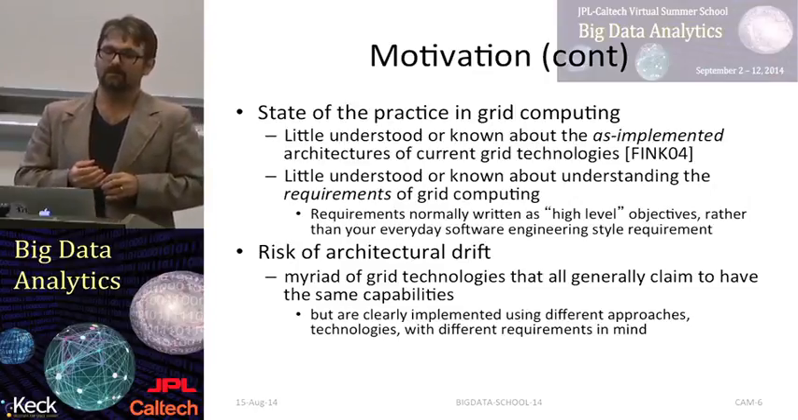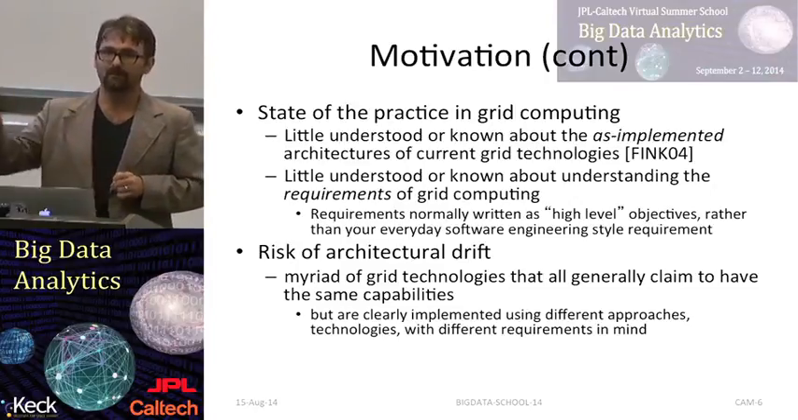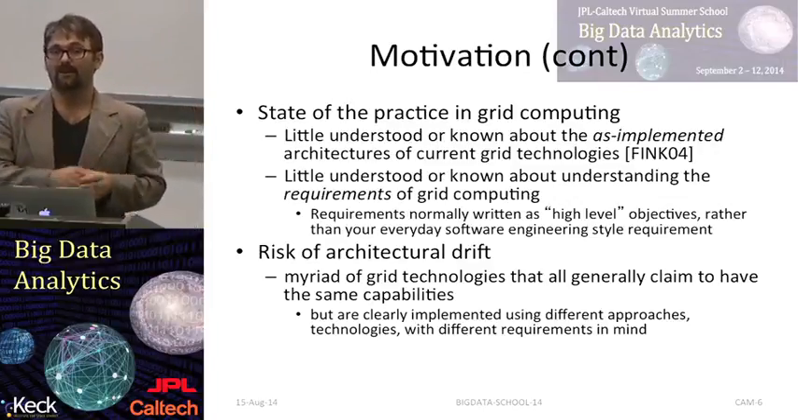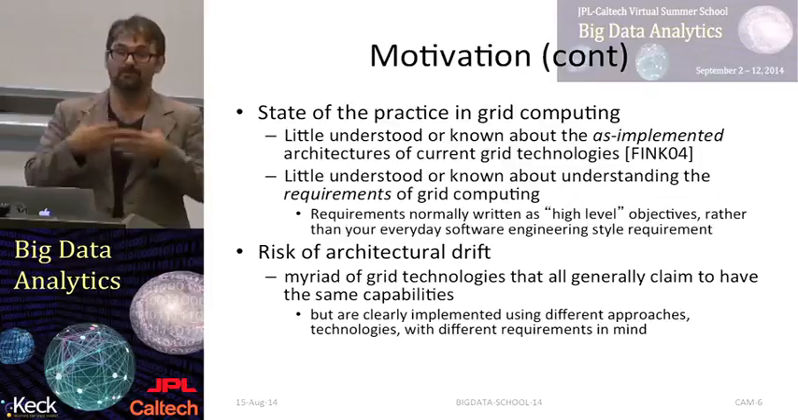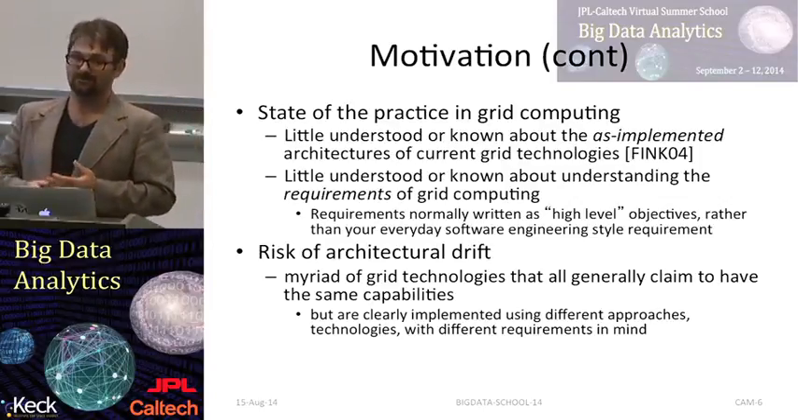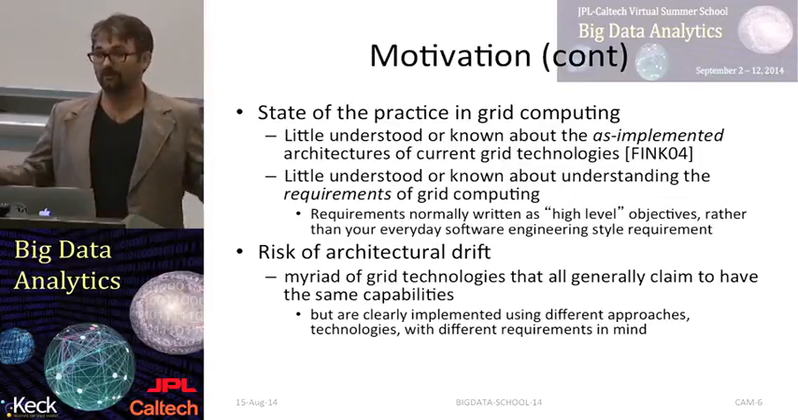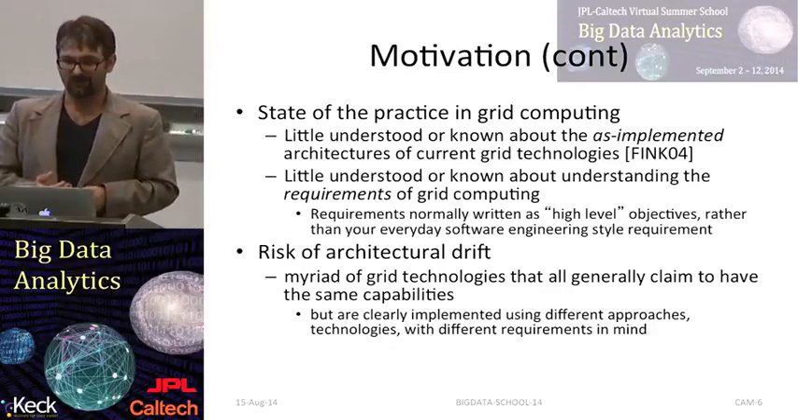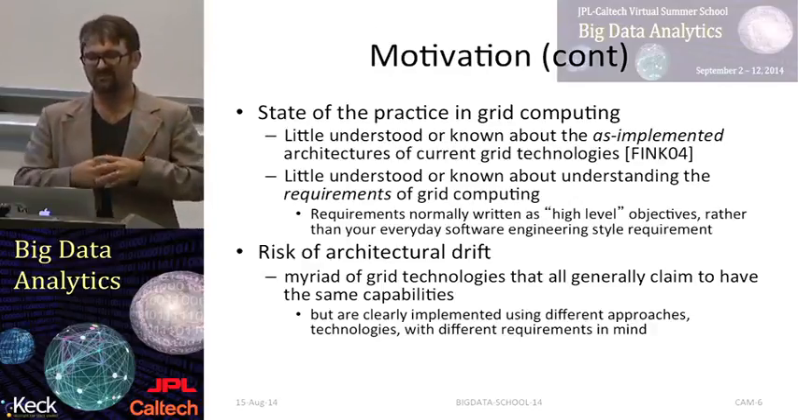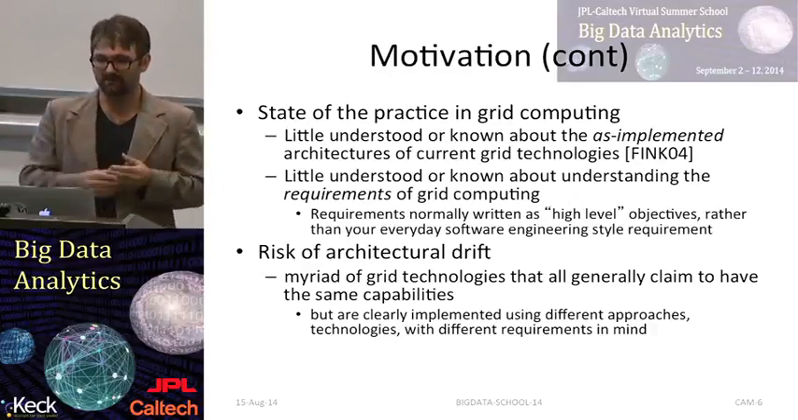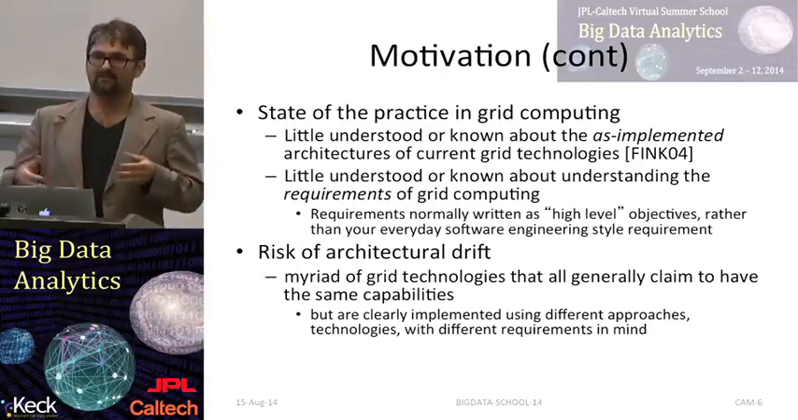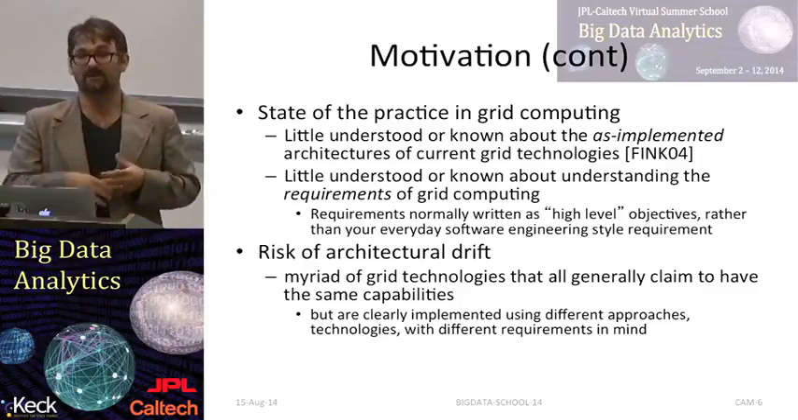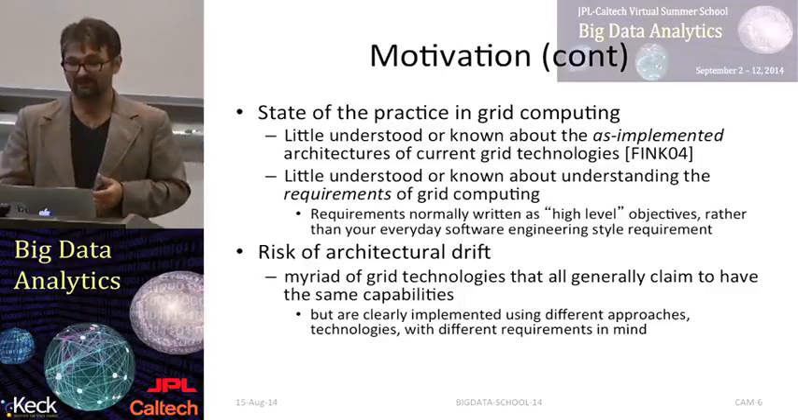And so there's this big risk if you know a little bit about the requirements, but you're not exactly sure how that maps, and how that went through the design process and how that went through the architectural process to the eventual implementation. It's a big risk of architectural drift or erosion, as we were just talking about in the second module of this course. It seems like grid technologies all generally claim to have the same capabilities, but they seem to be implemented in vastly different ways, have different requirements that they're satisfying, and so on and so forth. Maybe evidenced by the reviewer that was reviewing our paper at the time.